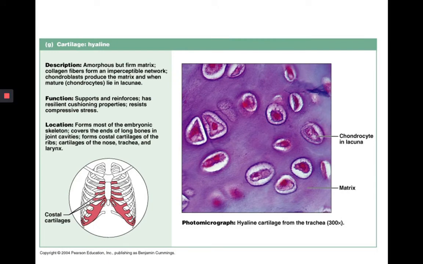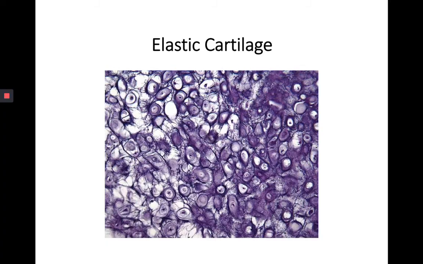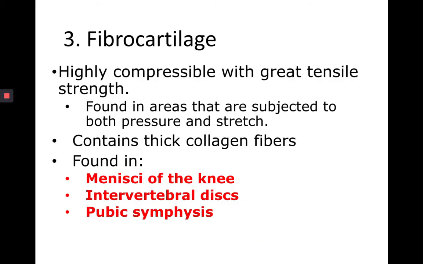Here's just a picture of hyaline cartilage. Again, this should be a review. We can see the chondrocyte and lacuna and the matrix. Elastic cartilage is found in the ear and the epiglottis, and it can withstand bending and then return to its original shape because it contains elastic fibers. So in this image, you can see the elastic fibers wrapping around the lacunae.